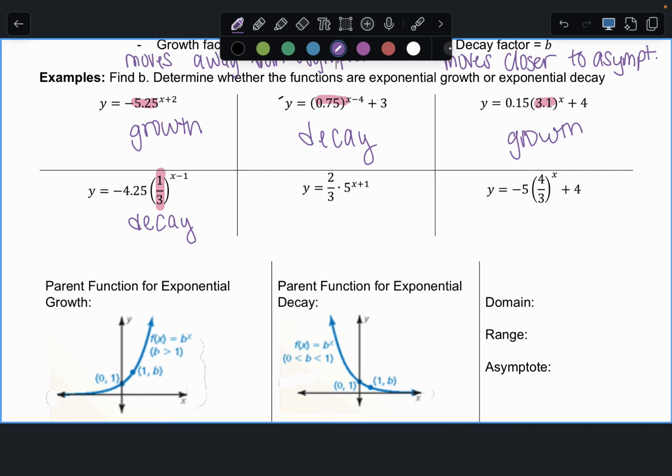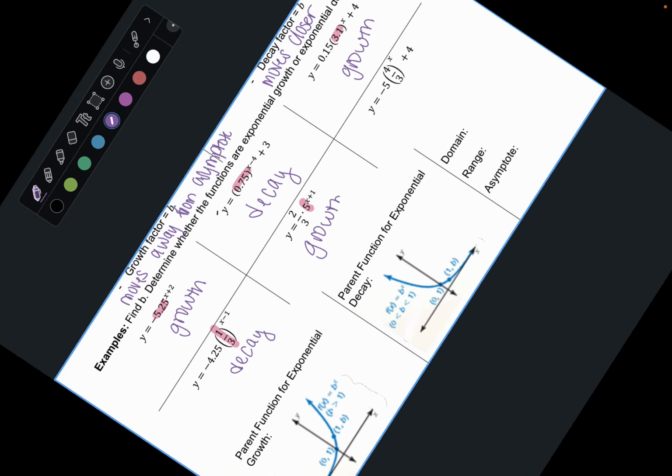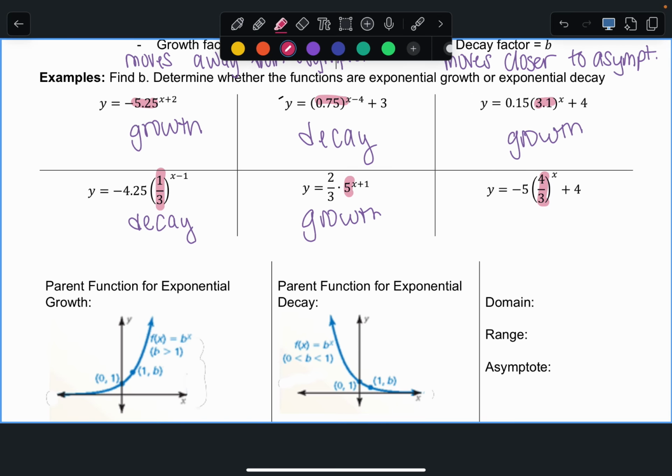Good? Okay. Next one, what is being raised to the x plus 1 power? 5. That's greater than 1. Growth or decay? Growth. Last one, possibly the trickiest. 4/3 is our base. That's a fraction, but is it a fraction greater than 1? Yes. So it's still bigger than 1. Growth or decay? Growth. So just because you see that fraction does not necessarily mean decay automatically. Okay? So just be a little bit careful on that.